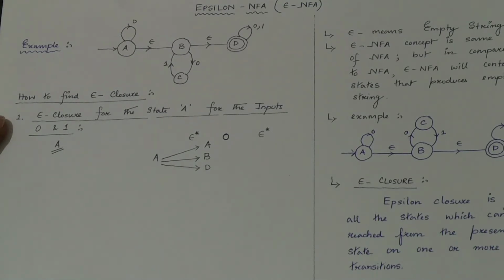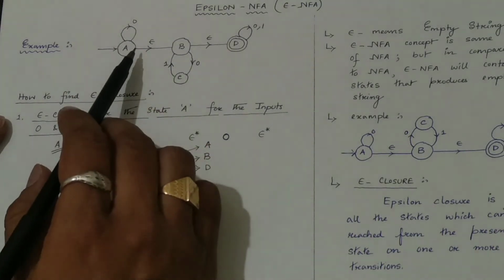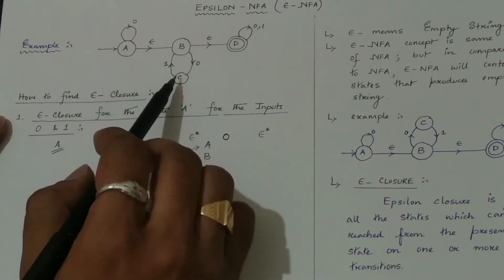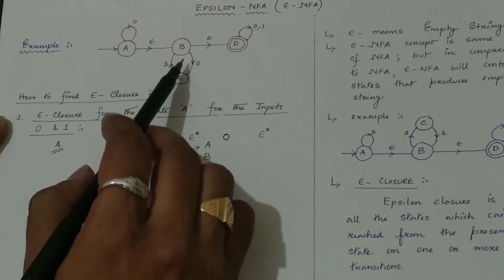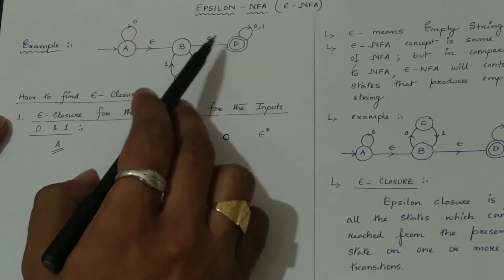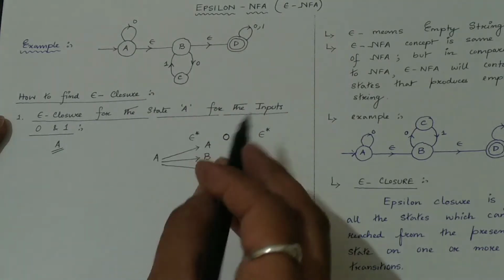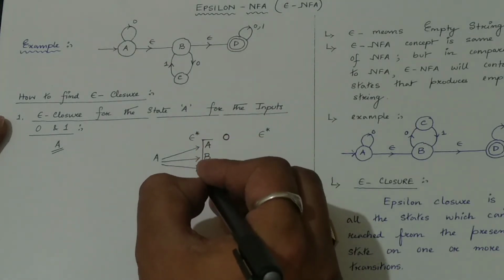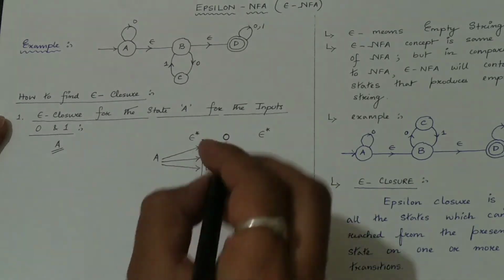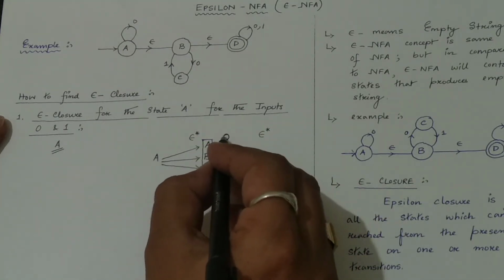Clear? And can you find any more epsilon closure? No. Through B I cannot move to C. There is no epsilon closure. I have epsilon closure only to D. So this is the part that I have reached, A on seeing epsilon. Now I have to find out A on 0.